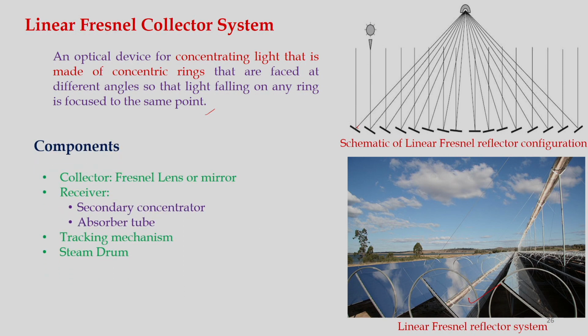Okay. And components, if we say, so the collector is one component. This collector is nothing but Fresnel lens or mirrors, and for receivers we have a secondary concentrator and absorber tubes. Okay. These absorber tubes are here. Okay. Absorber tubes are here, and a tracking mechanism and steam drum are required, because at the end steam will be collected and that will be expanded in a turbine for electricity generation.